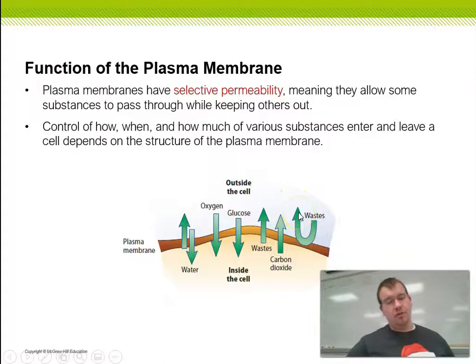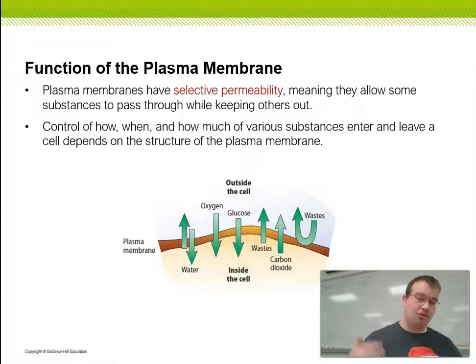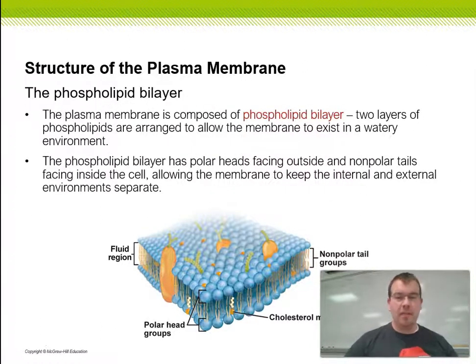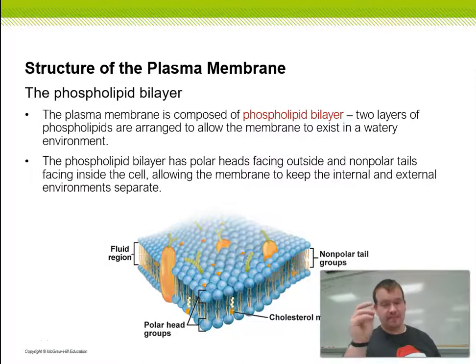All right. So the plasma membrane will control how, when, and how much of various substances enter and leave a cell. This depends on the structure of that plasma membrane. So let's talk a little bit about the structure of this plasma membrane. The first thing is I want to talk more about this phospholipid bilayer. All this is telling you is that it's just a two-level fatty bilayer. That's the simplest way I know how to put it.